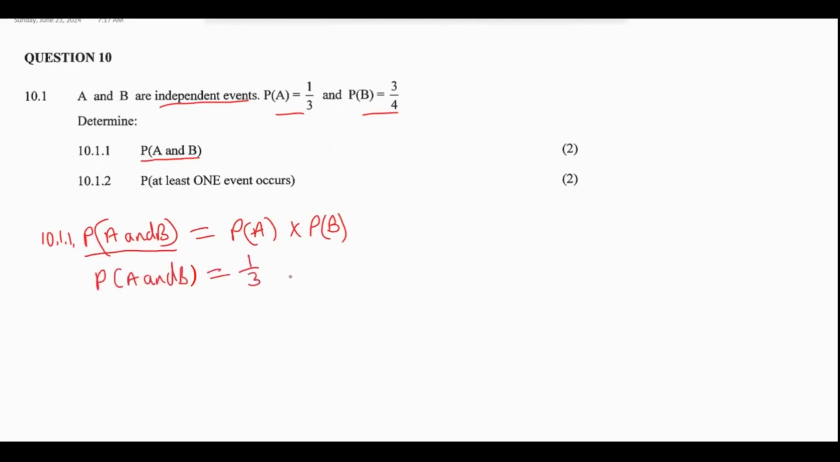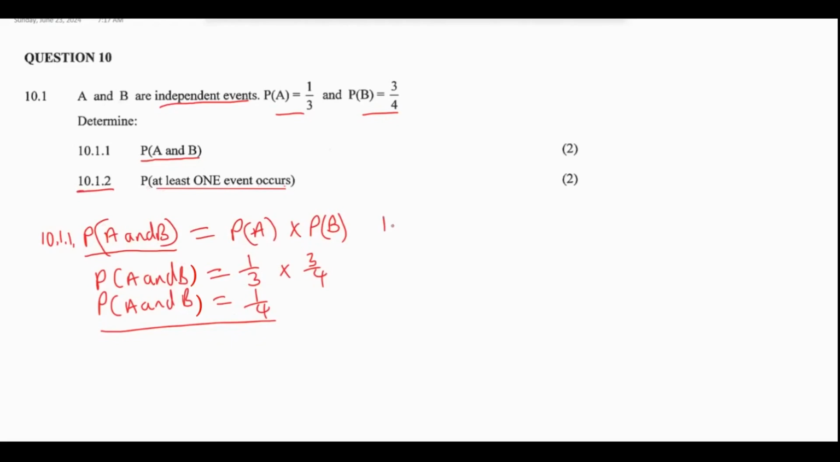1 over 3 times 3 over 4, right? Then probability of A and B is equal to 1 over 4. That's the answer there. Get your 2 marks. 10.1.2. What is the probability that at least one event occurs?